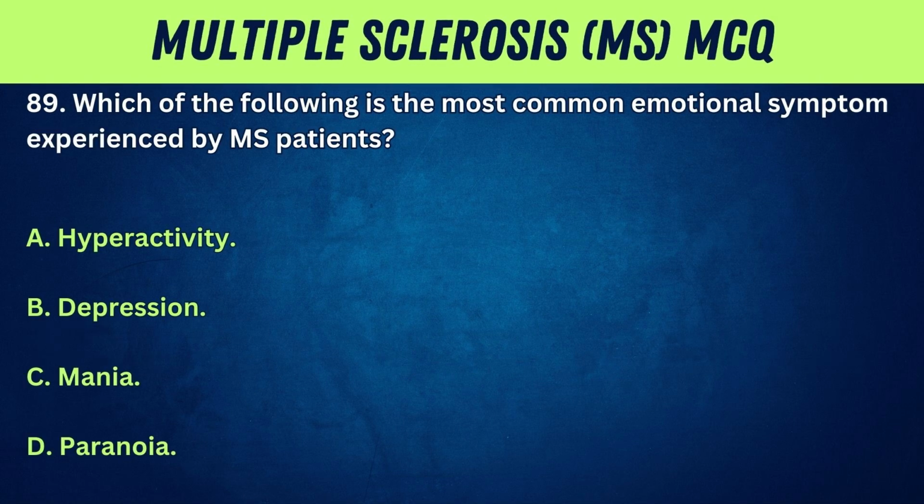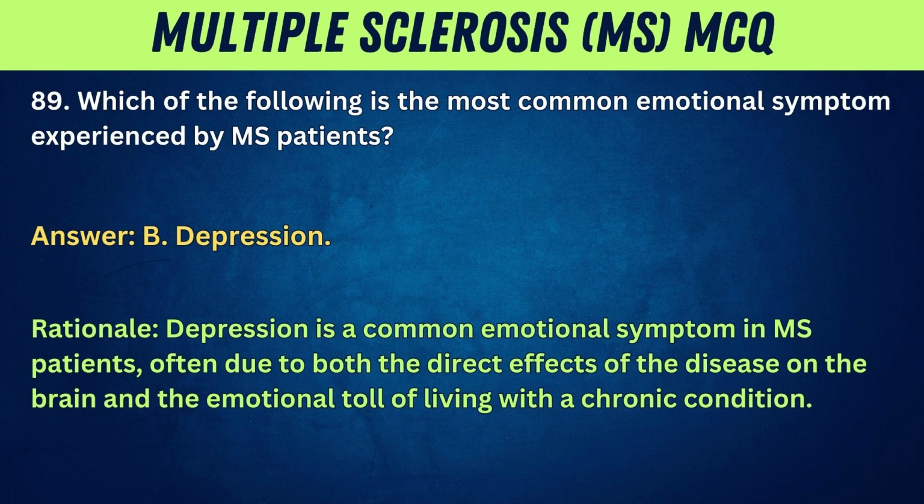89. Which of the following is the most common emotional symptom experienced by MS patients? A. Hyperactivity. B. Depression. C. Mania. D. Paranoia. Answer: B. Depression.